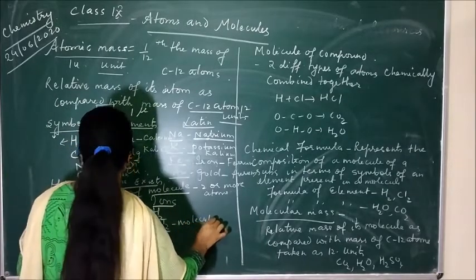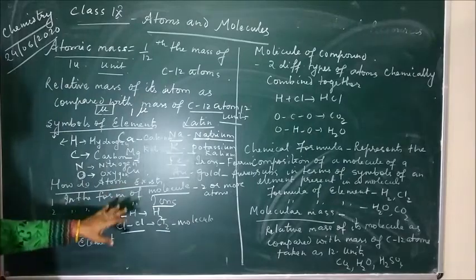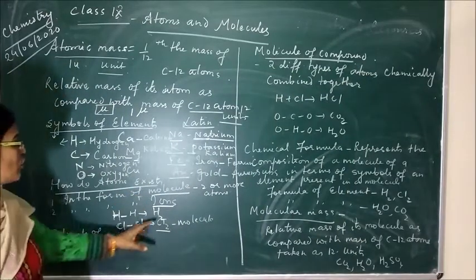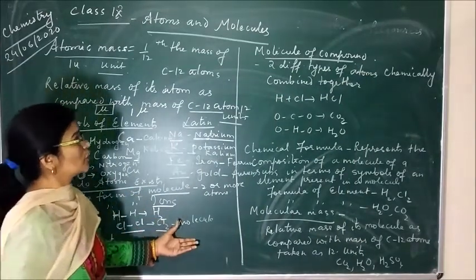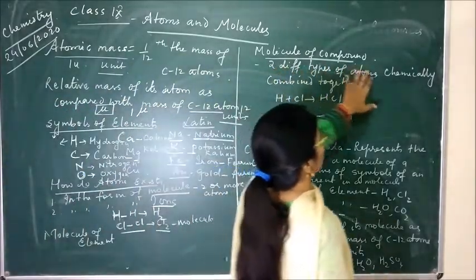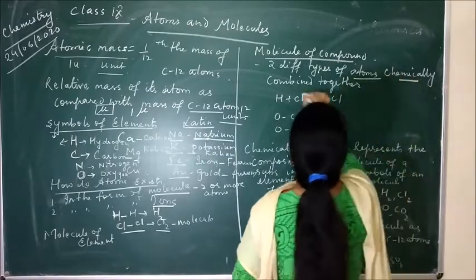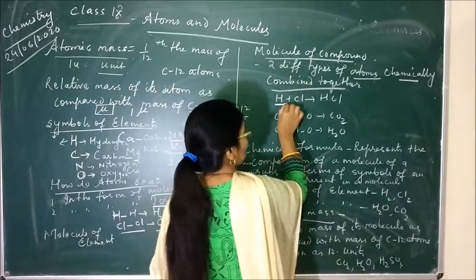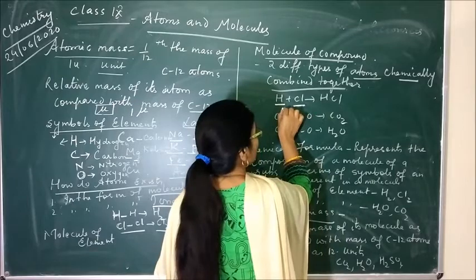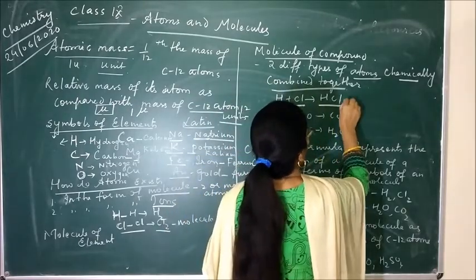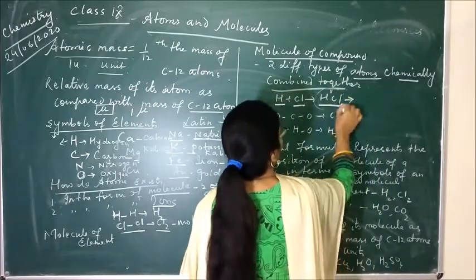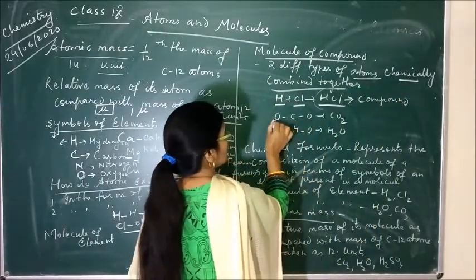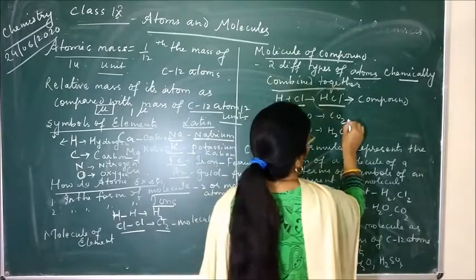So these molecules are either molecules of an element or molecules of a compound. What is a molecule of a compound? We have studied molecules of an element, where 2 or more atoms of the same kind combine chemically. In the same way, when 2 different types of atoms chemically combine together, they form a molecule of a compound. Like here, hydrogen is 1 atom and chlorine is 1 atom. Both atoms are different, so they form hydrogen chloride, means hydrochloric acid. So this is a compound. Hydrochloric acid is a compound. In the same way, here carbon combines with 2 atoms of oxygen to form the compound carbon dioxide.